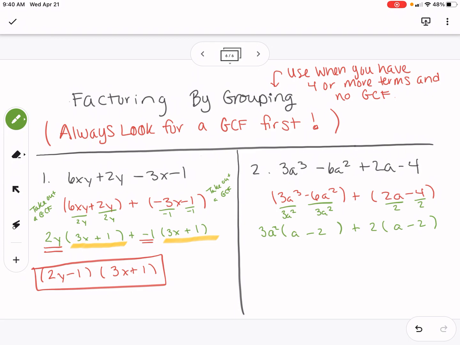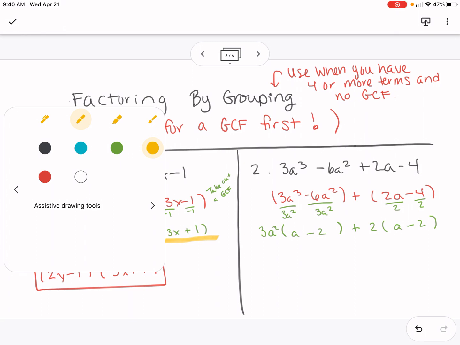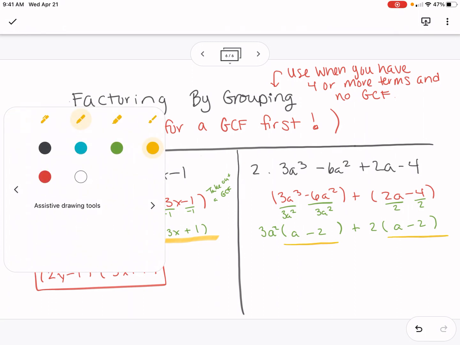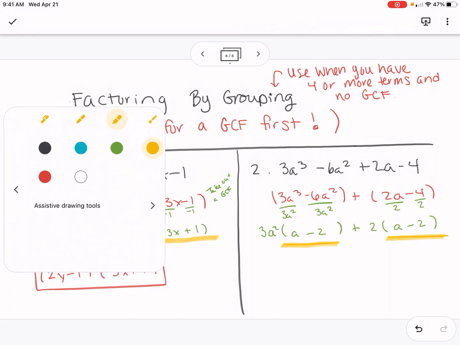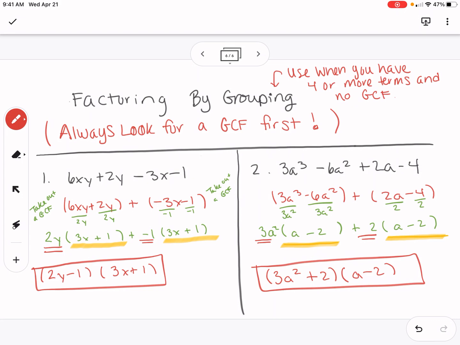Now notice again, in parentheses, we have the same thing. We have a minus 2 and a minus 2. So I'm going to factor out the first terms, which are the 3a squared and the positive 2. So in its own parentheses, that becomes 3a squared plus 2. And in my second parentheses, I'm going to put that common factor they both have, which is the a minus 2. And this is called factoring by grouping.